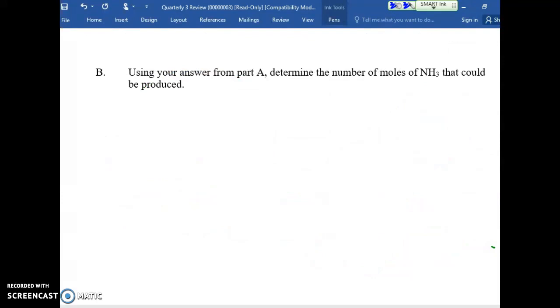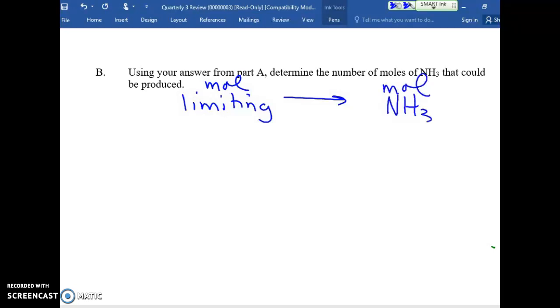Part B, determine the number of moles of NH3 that could be produced. Well, your answer from part 1 is the limiting reagent. Remember, once you know the number of moles of limiting reagent that you use, you can then use that to figure out how many moles of product, in this case, how many moles of NH3. Of course, you're going to have to look back at your balanced equation.